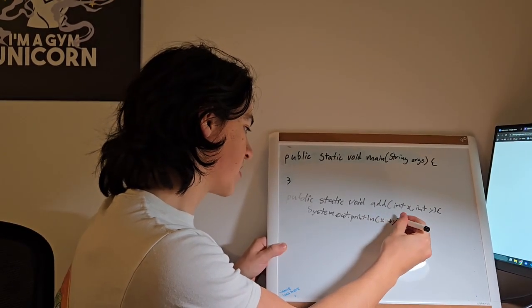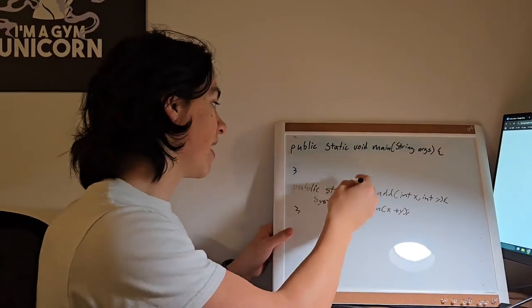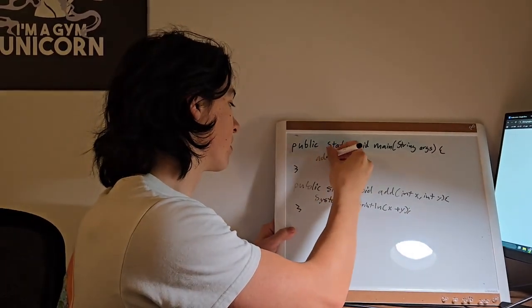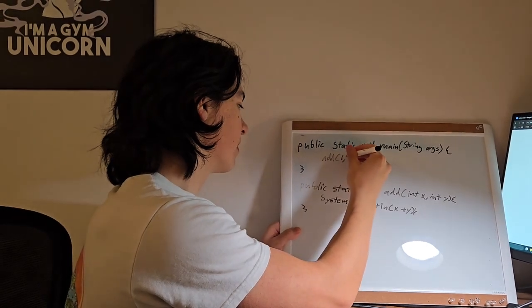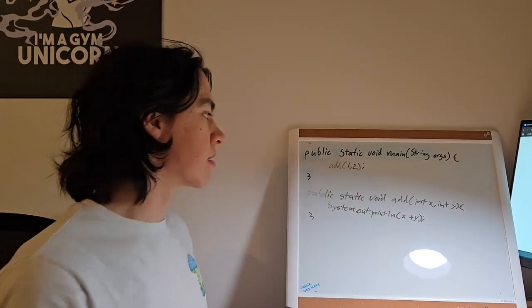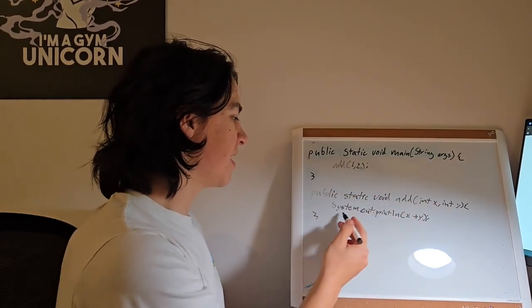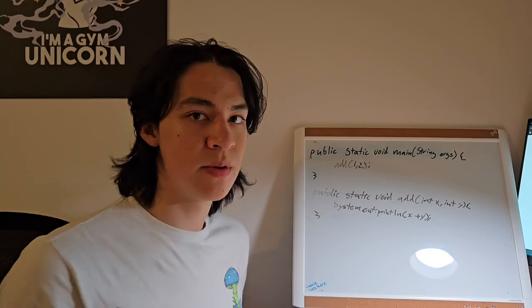That prints out the sum of these two values. And then we call this method add in main. Let's pass in the values 1, 2. Now what this is going to do is it's going to call add, pass in 1, 2. Add is going to print out 1 plus 2, 3.